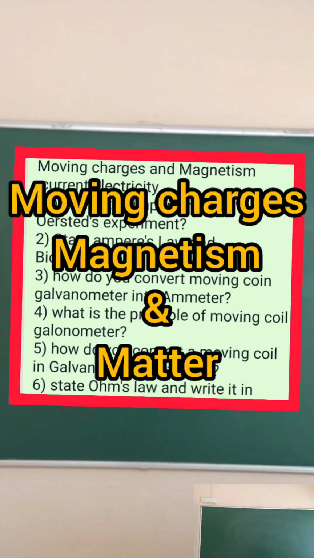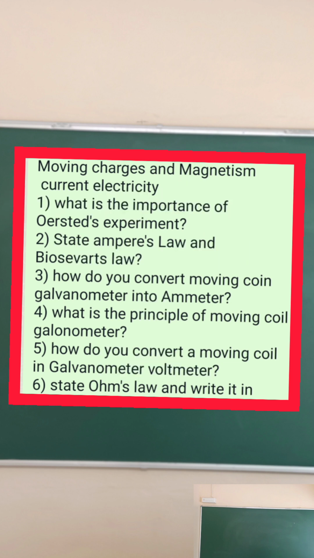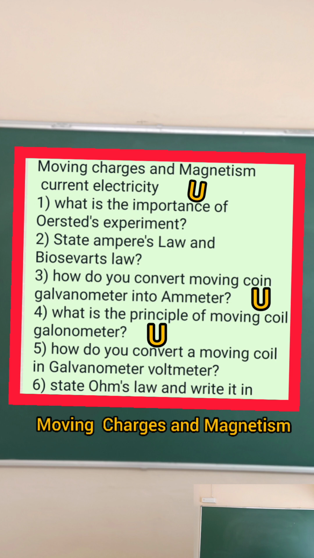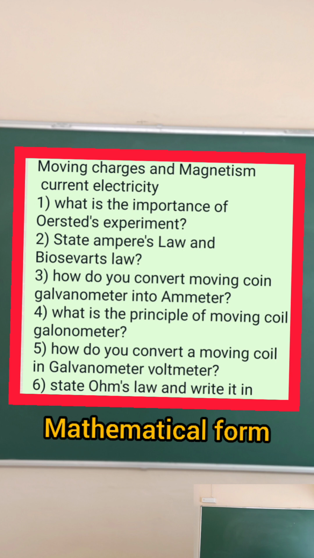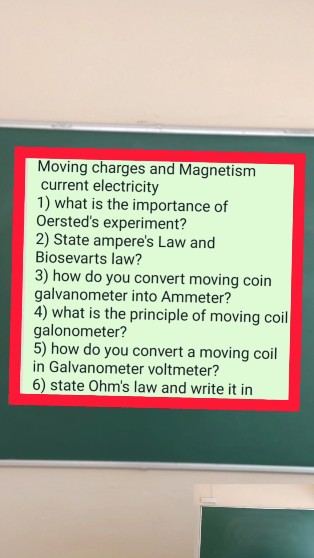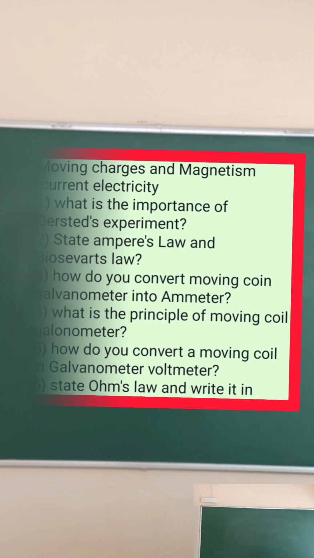Moving charges, magnetism, and matter. In this chapter, it includes what is the importance of Oersted's experiment, state Ampere's circuital law and Biot-Savart's law. How do you convert a moving coil galvanometer into an ammeter? What is the principle of a moving coil galvanometer? How do you convert a moving coil galvanometer into a voltmeter? State Ohm's law and write its units.